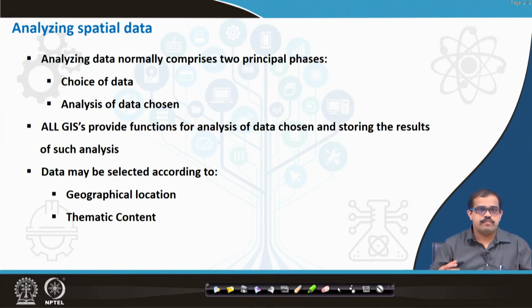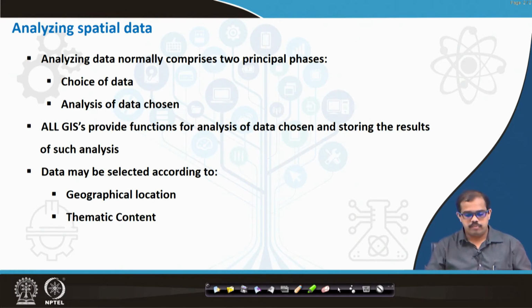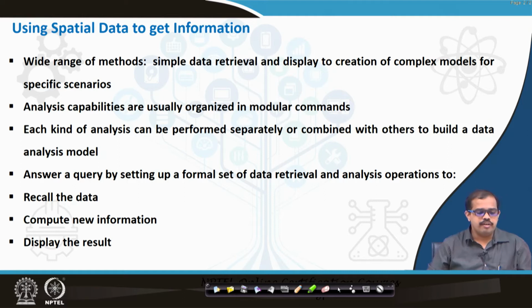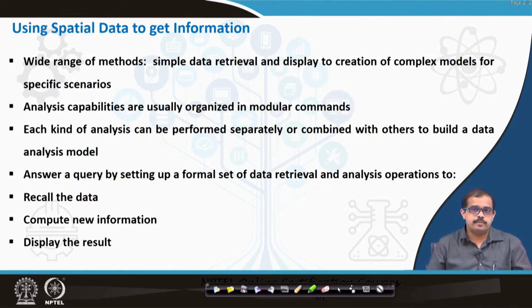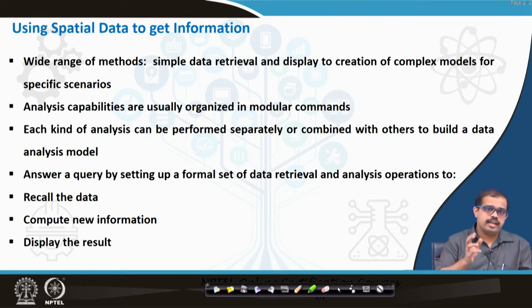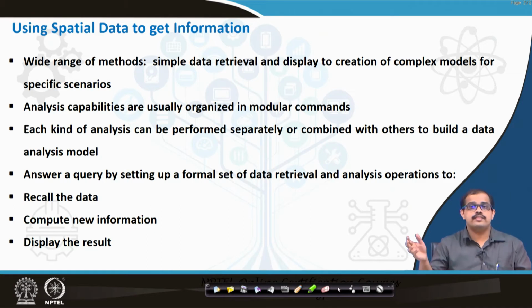Okay. So, when we are looking at data, data will be selected based on two things. One is your geographic location, the other one is the thematic content, which we have seen in the previous week. And when we are looking at how you get information from data, data has to be converted into information, which means there needs to be certain processing. So, you have a huge number of methods. A very simple method is data retrieval and display of it, or creation of complex models for specific scenarios.